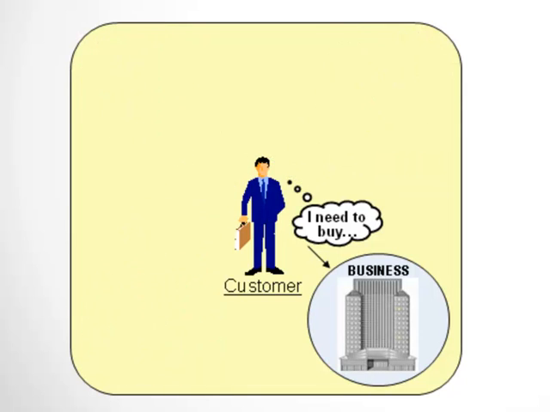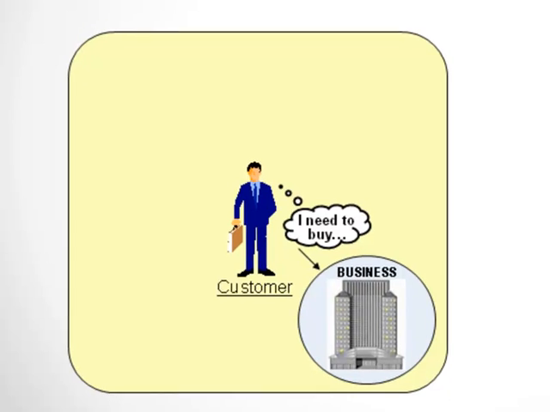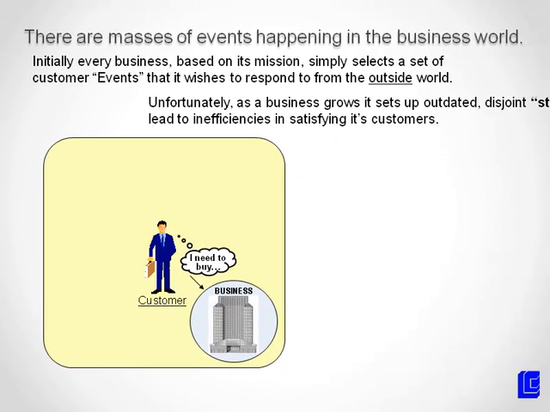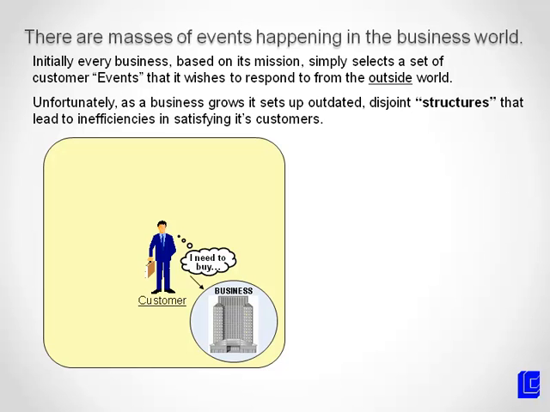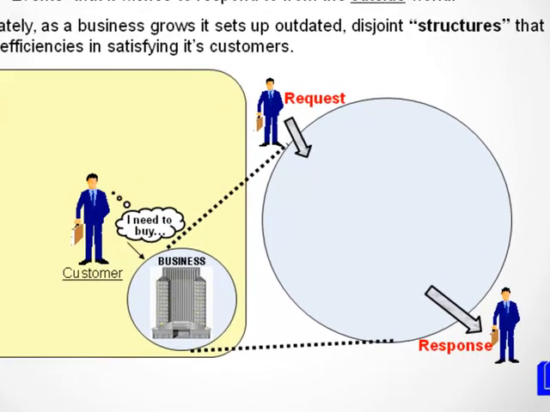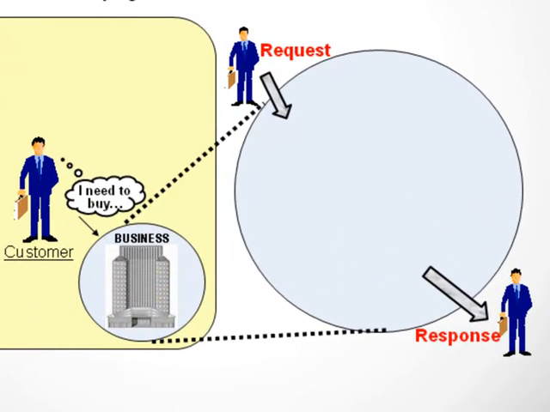Now, when a business is in its startup stage, it can usually take care of all the tasks needed to respond to a customer quite efficiently. Unfortunately, as a business grows, it sets up outdated, disjoint, let me call them structures, that lead to inefficiencies in satisfying its customers. These structures show up as human and computer systems in the real world. We can see these structures if we focus on this last need to buy event.